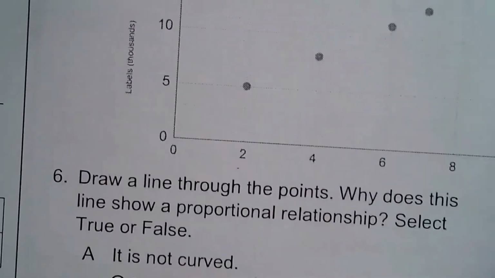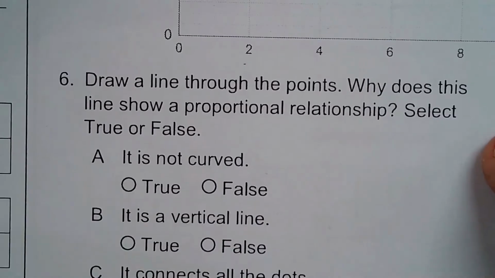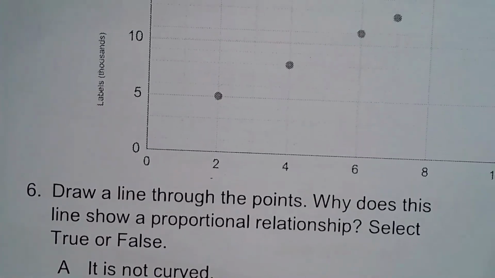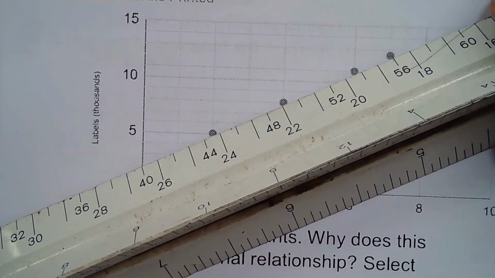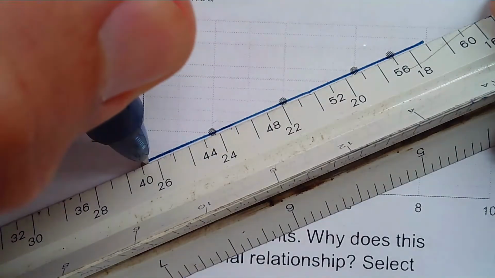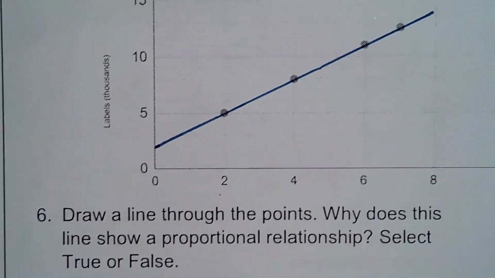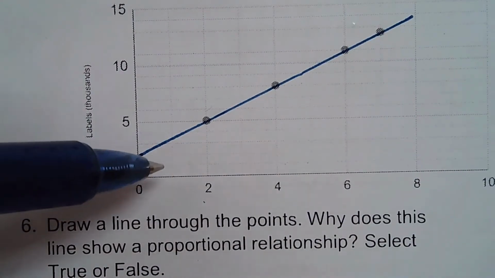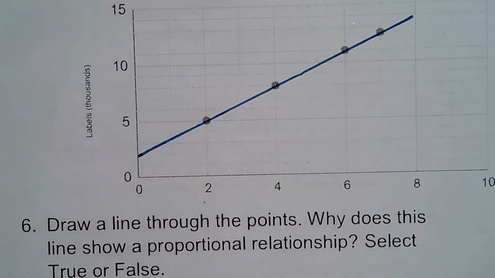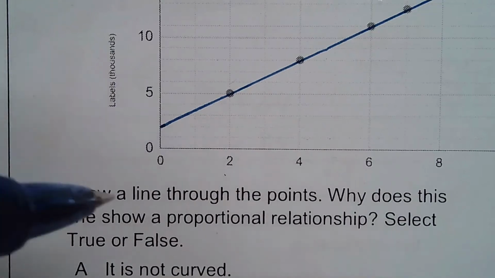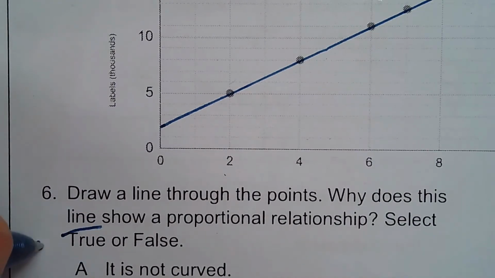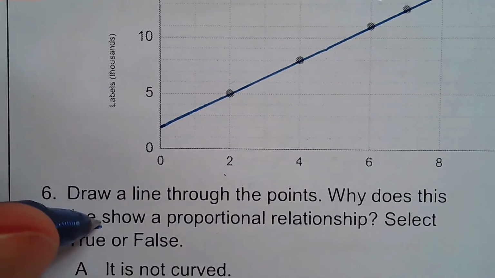Number 6, draw a line through the points. Why does this line show a proportional relationship? First off, let me draw a line through the points. And I think I'm going to be disappointed here because it looks like I biffed it. It needs to be a straight line that goes through the origin, which is 0, 0. So this is not a proportional relationship. So maybe I should say, why does this line not show a proportional relationship?